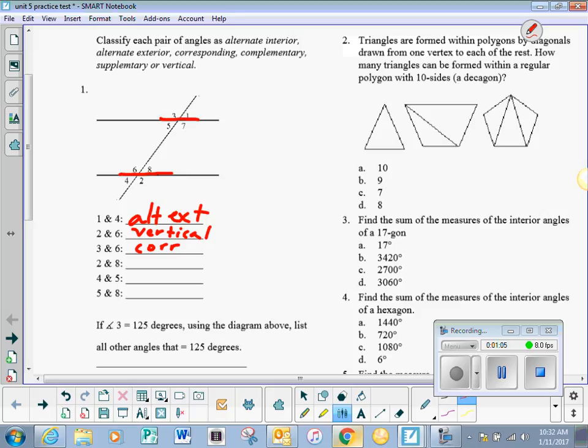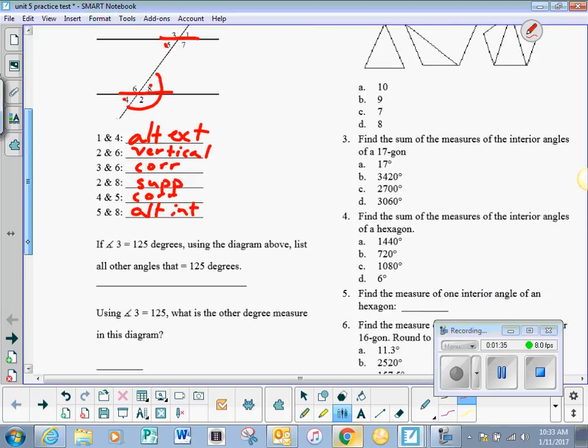What about 2 and 8? Well, they make a straight line, so they're supplementary. So they're not congruent. They're supplementary. What about 4 and 5? Well, they are also corresponding. They're both below the parallel line to the left of the transversal. And what about 5 and 8? Those are alternate interior. Okay, so those should have been 6 pretty simple points. You'll have a very similar problem on the test tomorrow.